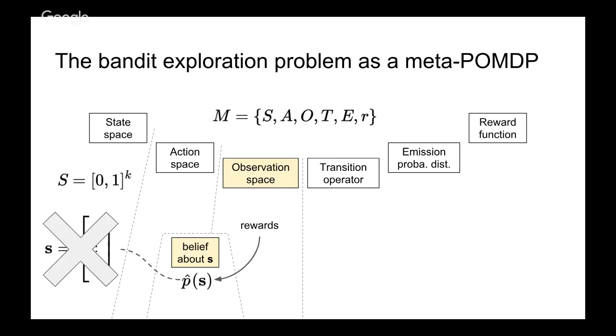The action space is just the K arms, things taken directly from the bandit problem. The transition operator is trivial: there is only one state, so there is no transition. The emission probability distribution is defined by the fact that we are pulling an arm and you get a reward that is defined by the parameters of your arms, from the random variables underlying those arms, those r_i. So the emission probability distribution is just defined by the unknown state, and the reward function is the rewards. All those things are trivial.